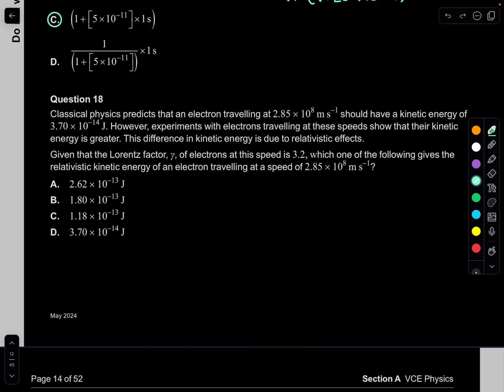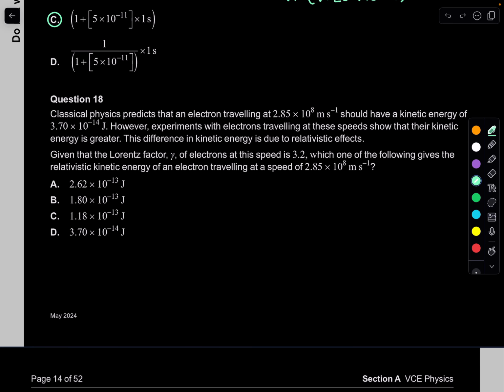Question 18. Classical physics predicts that an electron traveling at 2 point something should have a kinetic energy of this. Oh, this is rubbish, because if you're traveling close to the speed of light, you don't have classical physics. Classical physics is always wrong when you go to the speed of light.